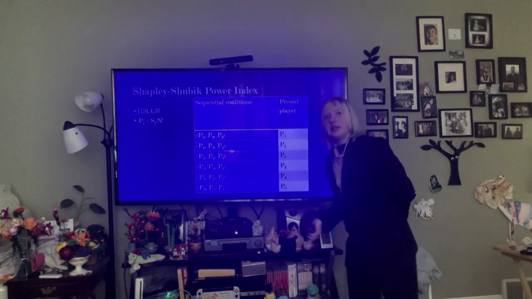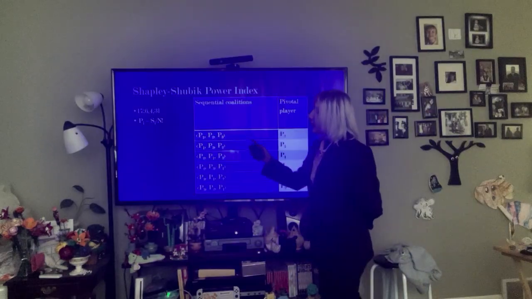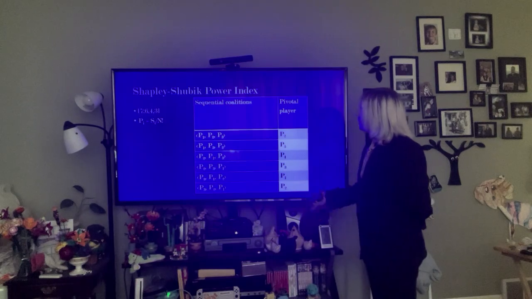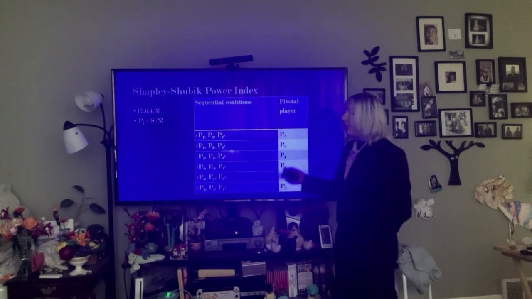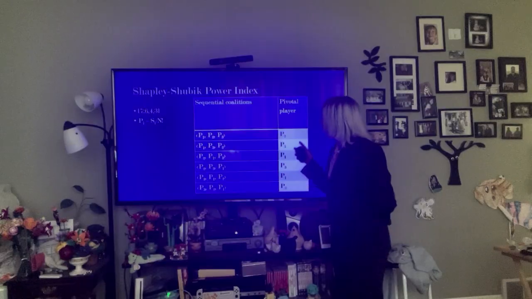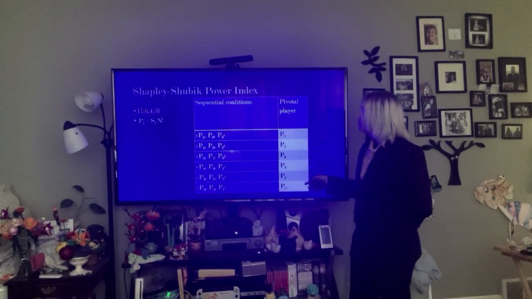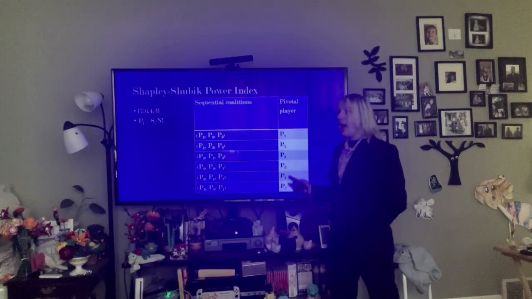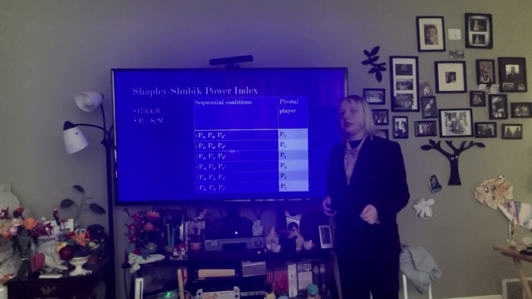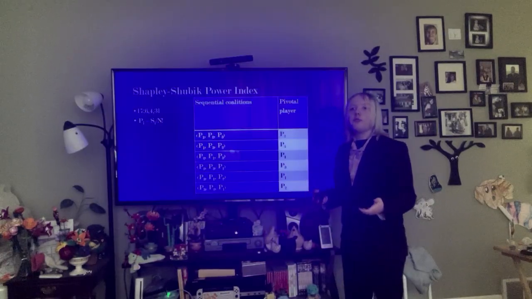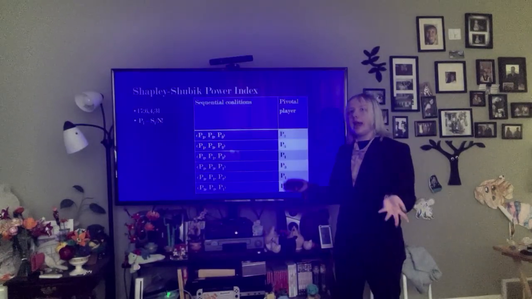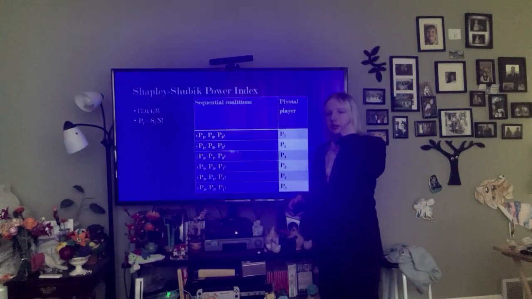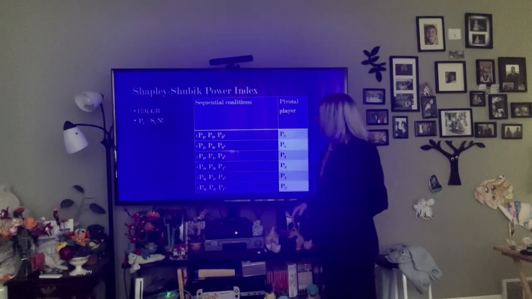We have a lovely example here. Using the same weights from earlier, we can see it's all listed out here. Notice how each sequential coalition has only one pivotal player. This is because after you add a pivotal player, it's a winning combination, and you cannot make a winning combination win again. That's not how things work.